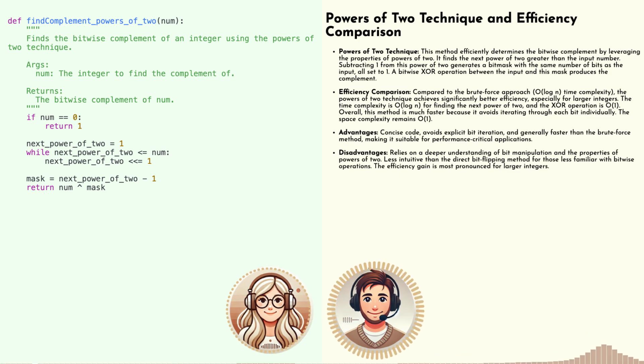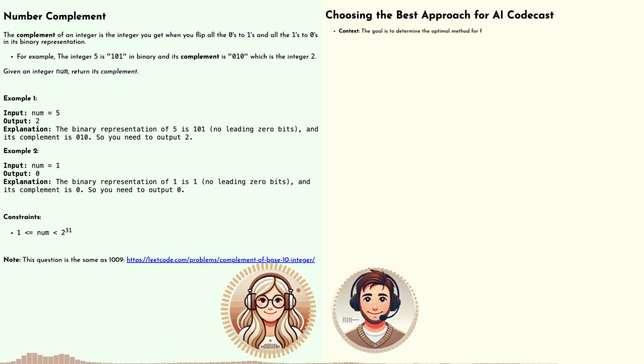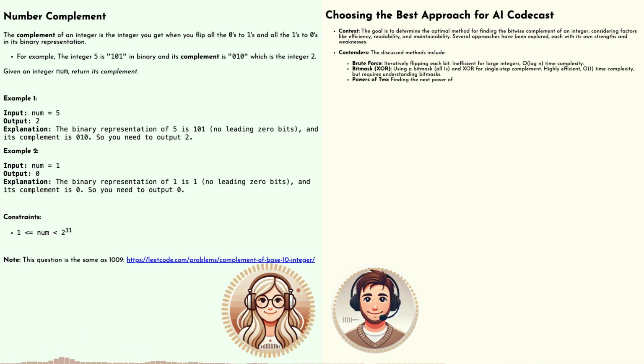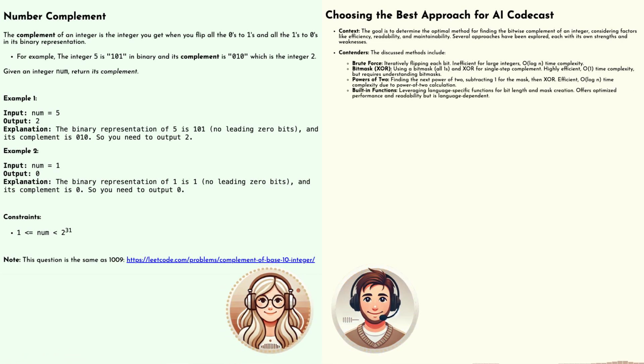Okay, so we've got 3 cool ways to find the complement. The bit-by-bit approach, the bit mask method using XOR, and now this, powers of 2 technique. It's like we've got this whole toolbox of bit-twiddling tricks. It is. And just like any good craftsperson, you want to know which tool is best for the job. So for our AI.Code.Cast speaker, which approach would you recommend they showcase to really wow the audience?